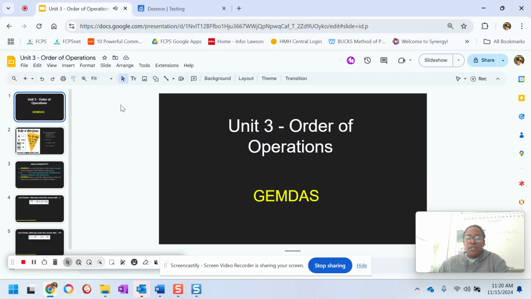Okay, guys, so this is our introduction to order of operations. And if you notice at the bottom, I have the word GEMDOS. Before, we used to call it PEMDOS: Please Excuse My Dear Aunt Sally. But as we start to do more difficult math, we have to consider grouping signs instead of just the P for parentheses in PEMDOS.